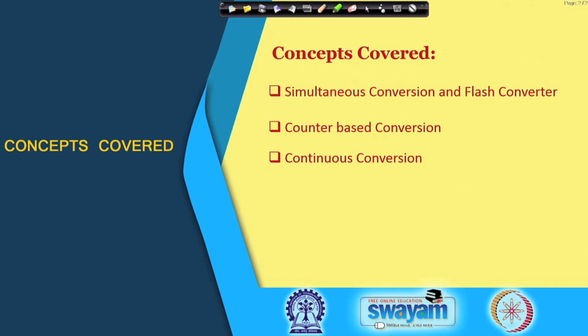Hello everybody. In this class, we start discussing analog to digital conversion. So, in this we shall cover these concepts: simultaneous conversion and use of this method for the flash converter type analog to digital converter (ADC), and then we shall discuss counter based conversion and also continuous conversion. So, these are the three things that we shall take up in today's class.